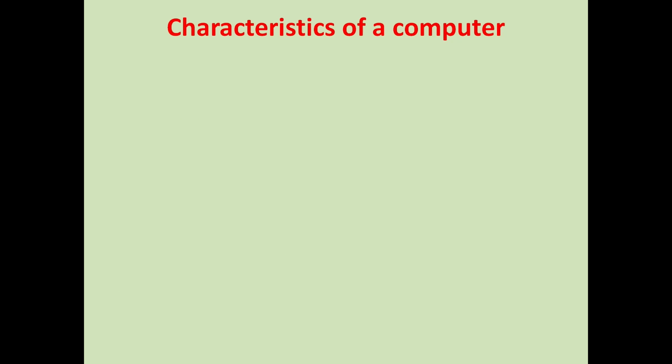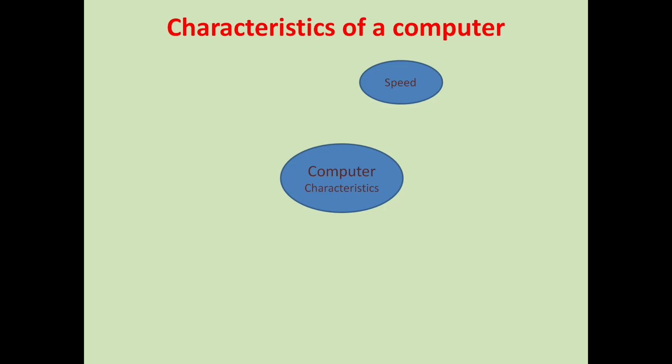Characteristics of a computer. In my previous video, we have already studied what is a computer. Computer is an electronic device that takes input from us users as data, then it stores or processes that data and finally gives us results or output. Now we are going to study about the characteristics of a computer, that is features and quality that belongs to a computer. The first characteristic that we are going to talk about is speed.